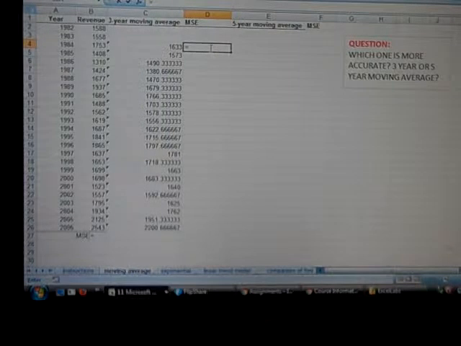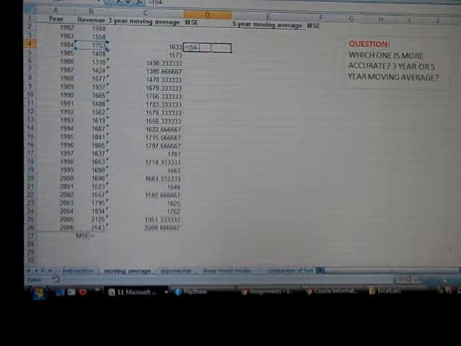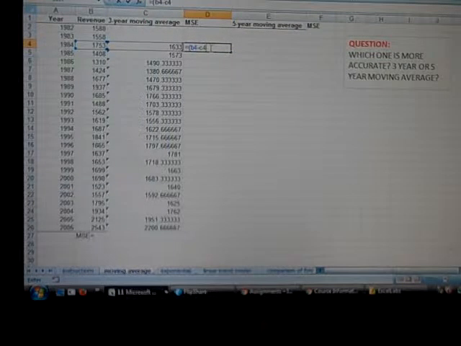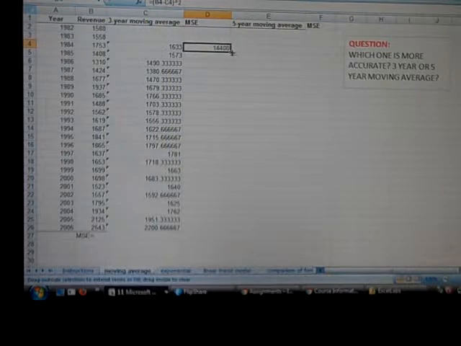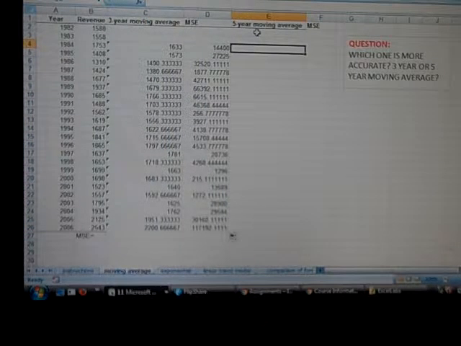Okay, and then to find the MSE, we are actually just going to go from B4 minus C4. And then we're going to square these values. Okay, and then once we square them, we can just drag it all the way down, all the way to 26, right here. And now we're going to do the 5 years, so that's 1, 2, 3, 4, 5.